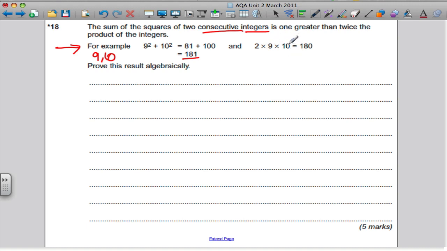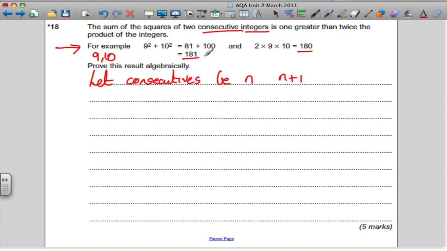Whereas if you times them and then double, you get 180. So squaring and adding always seems to be one bigger than timesing them and doubling them. It says prove this result algebraically. Okay, to do that, let your two consecutive numbers be n and n plus 1.